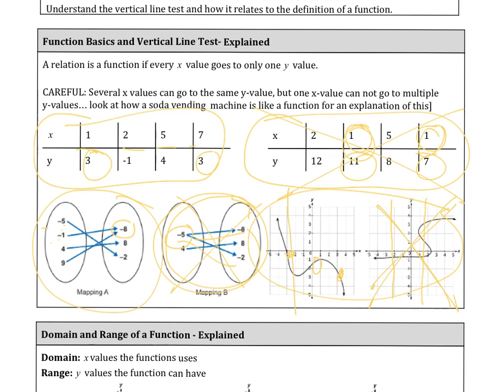If I take a vertical line across this graph and scan it across, at no time is it ever going to hit more than one point. Because it never hits more than one point, I know this one's a function. So I hope that makes some sense. And if it doesn't, check out the video on the vending machine example. I think it's a good way to think about these things.